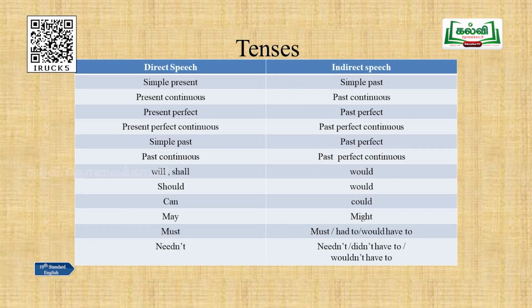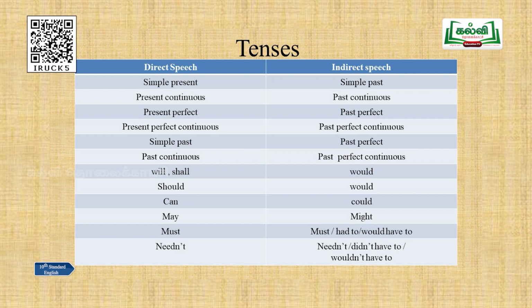So when you change direct speech into indirect speech, the simple present tense becomes simple past. Present continuous tense becomes past continuous tense. Present perfect tense becomes past perfect tense. Present perfect continuous becomes past perfect continuous. And simple past into past perfect, or you can also retain the same tense, simple past. And past continuous into past perfect continuous.